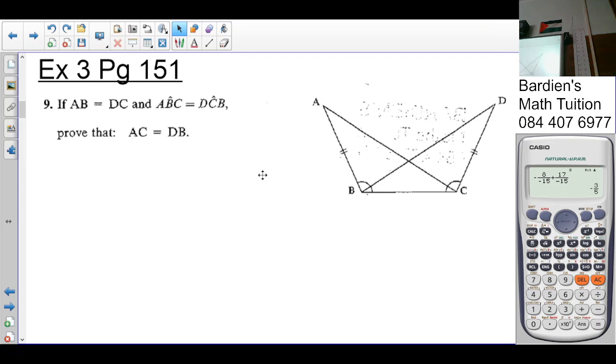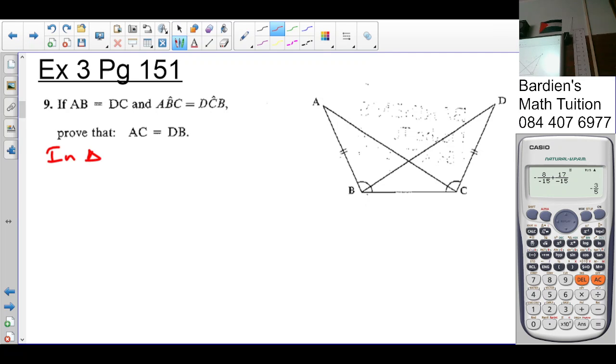People, so the question says, you must prove that AC is equal to BD. How are we going to prove that AC is equal to BD? We'll prove it by letting the two triangles be congruent to each other. Not so? If the two triangles are congruent, its corresponding angles and corresponding sides will be equal. So we're going to prove congruency. Let's go with it.